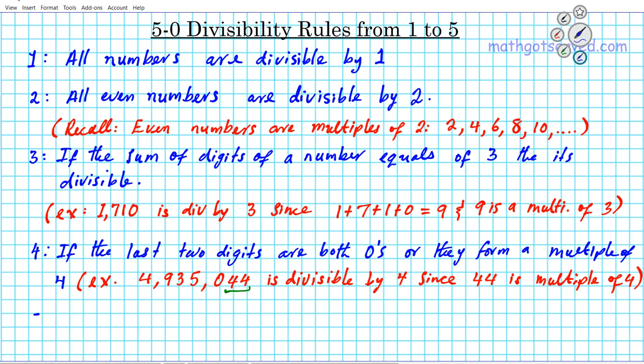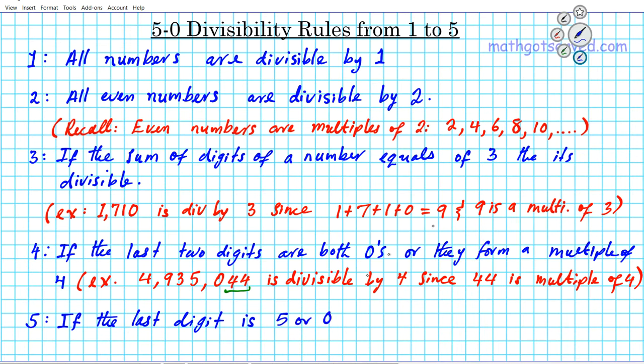Okay, last one for this presentation is 5. How do you know if a number is divisible by 5? A number is divisible by 5 if the last digit of the number is 5 or 0.